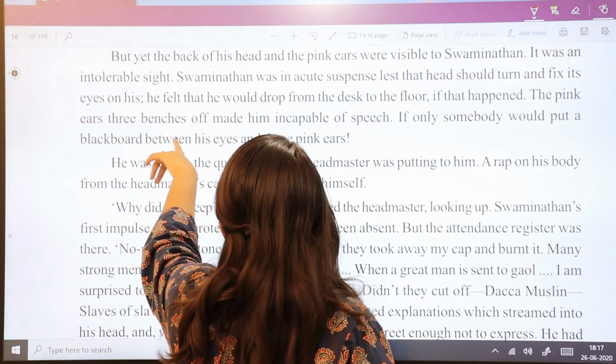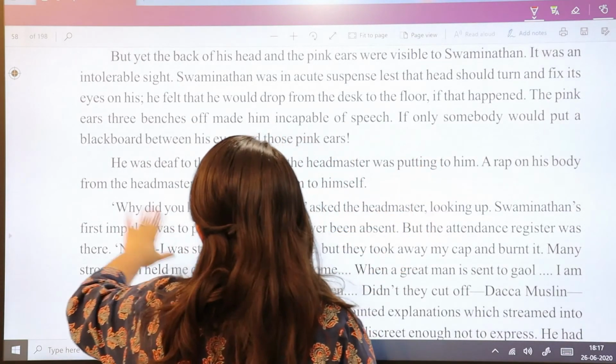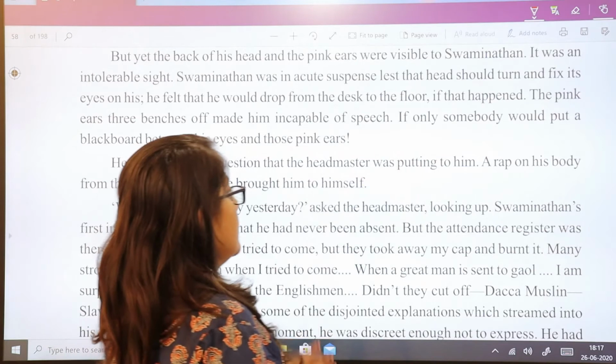The pink ears 3 benches off made him incapable of speech. If only somebody would put a blackboard between his eyes and those pink ears.